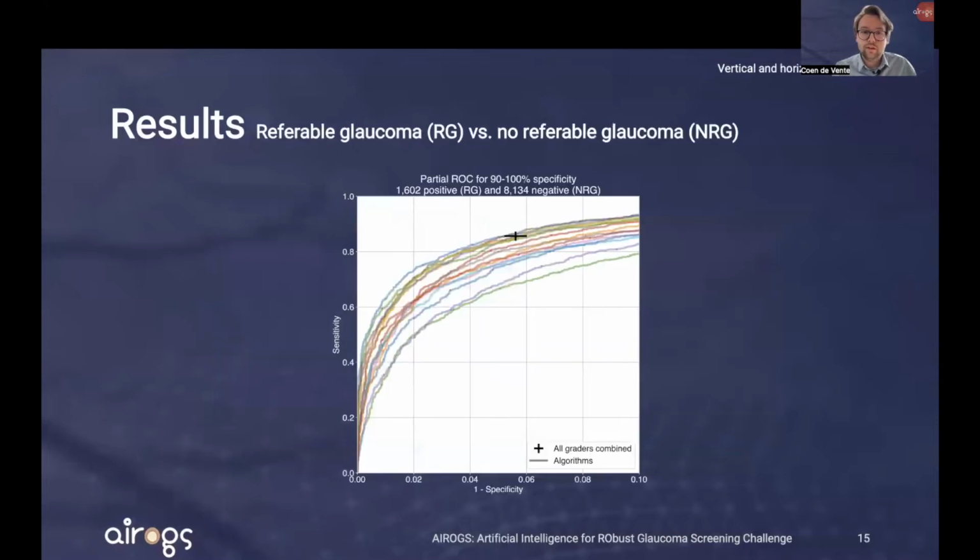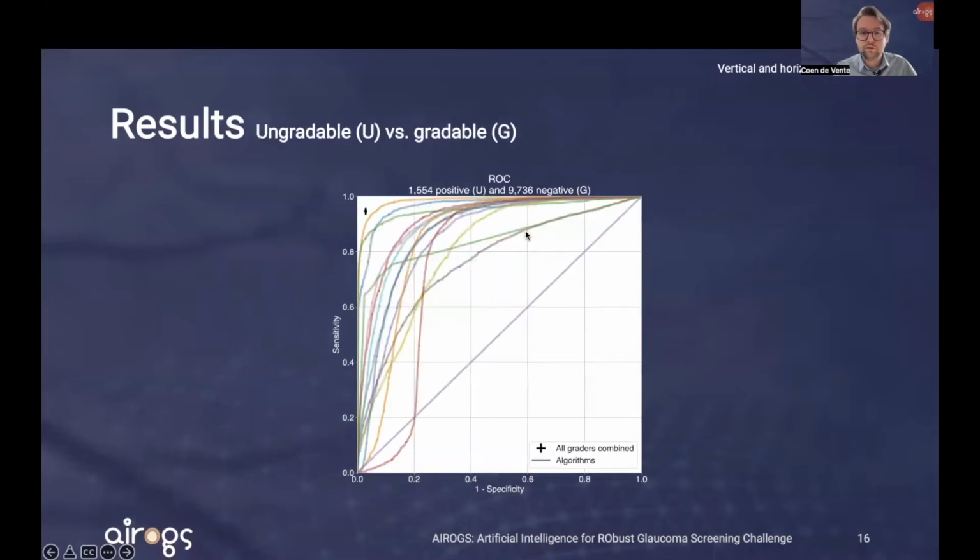Then here you see the screening performance compared to all of the graders. So the graders here are depicted with this cross, and you can see that the top performing algorithms were about as good as the experts. And then you can see here the ROC for ungradability, and you see that the graders combined were a bit better than the individual algorithms.